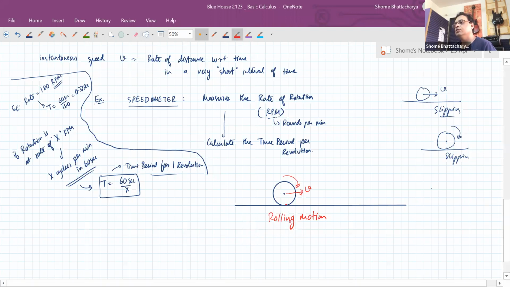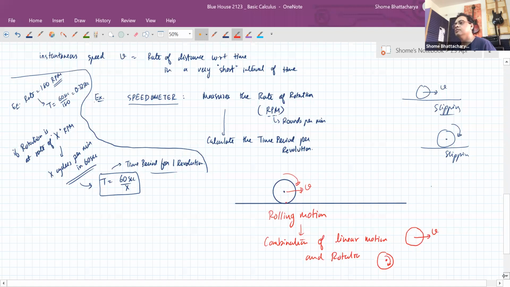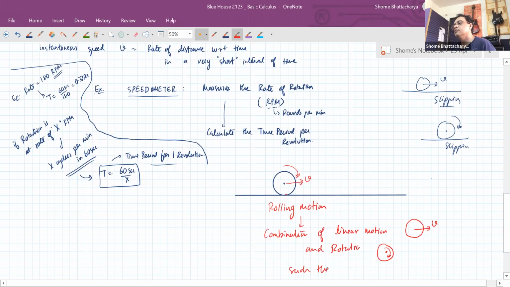So rolling is a specific type of motion. It is a combination of linear motion, which we will later see is defined as translational motion, that means the whole wheel is moving with some speed v, and rotation, that means the wheel is rotating about its own axle like this, such that it does not slip on the ground. Okay. In normal circumstances, that is how a car is moving, that it does not slip on the ground.